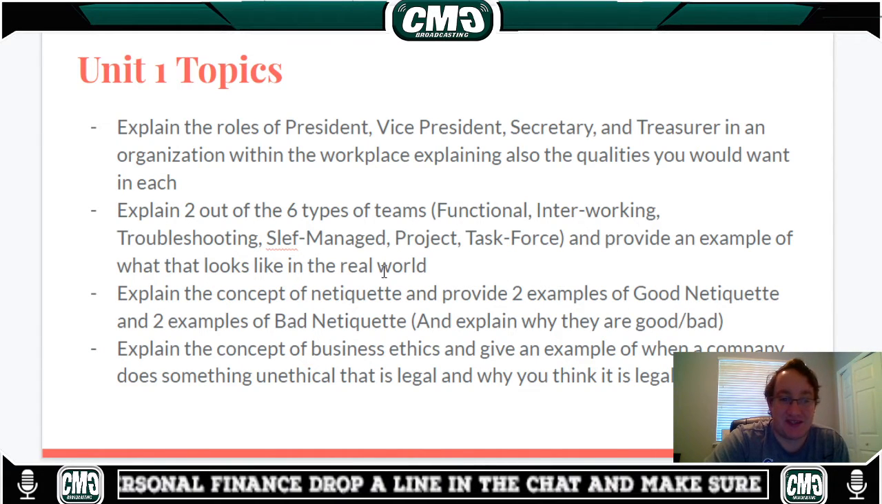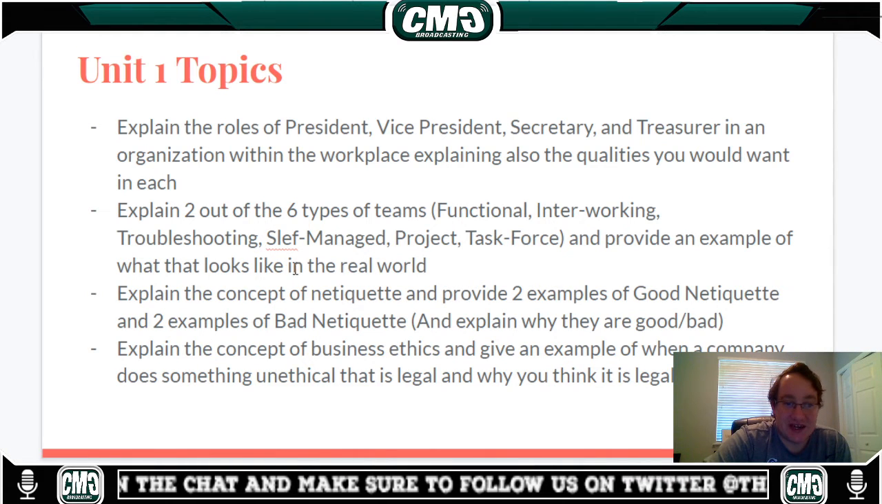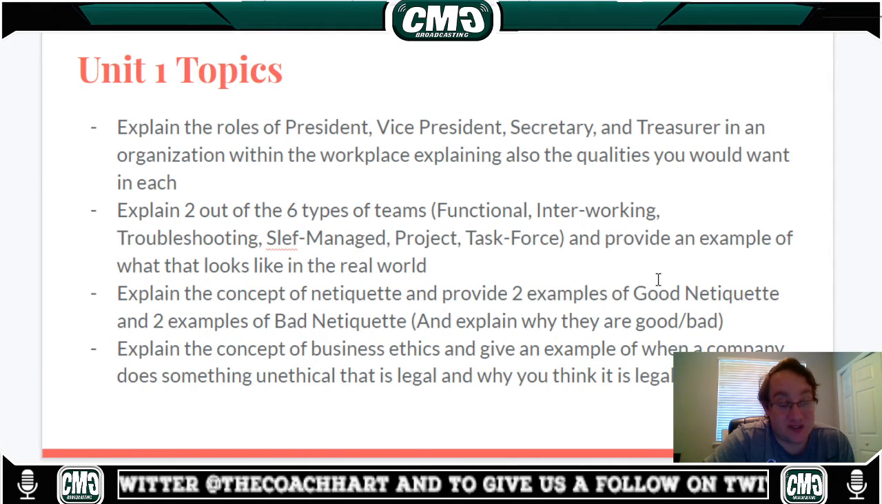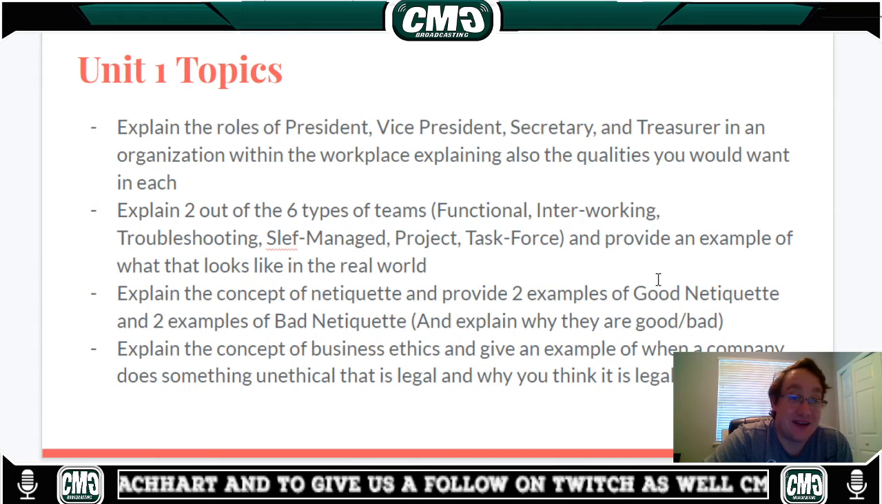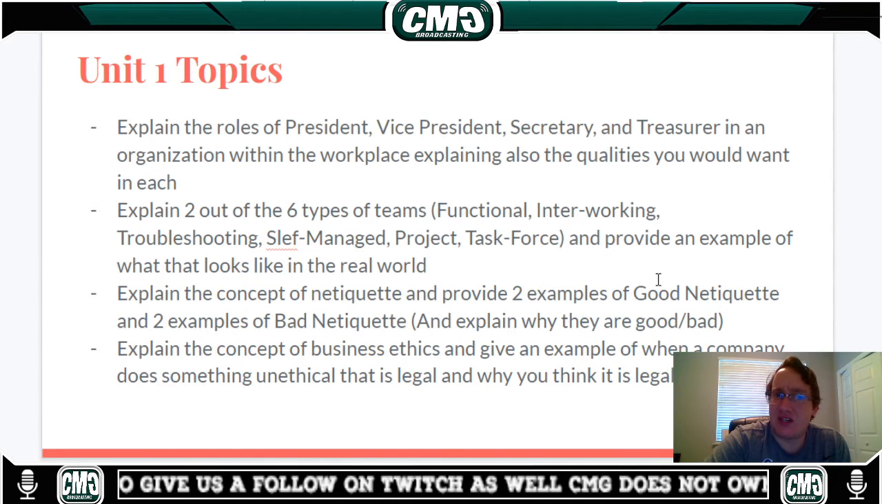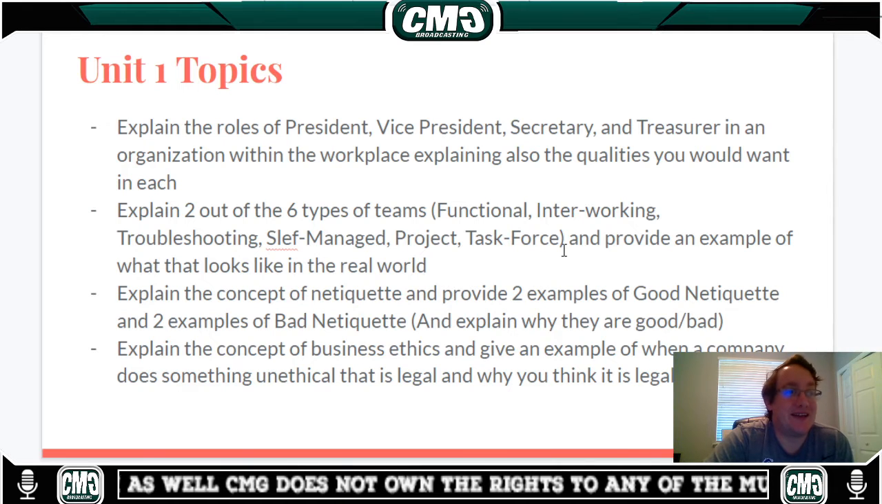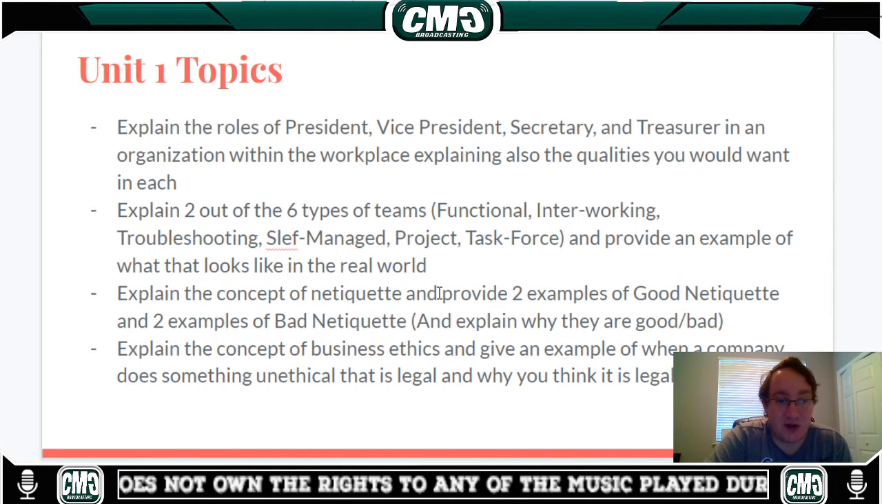You see the 6 of them listed there and provide an example of what it would look like in the real world. After that, explaining the concept of netiquette and providing 2 examples of good netiquette, 2 examples of bad. Of course, explain why they are good and bad. And again, make sure we put a little effort. Don't give the minimum there. If you just say they're being mean, that may not get you all the points that you want to get.